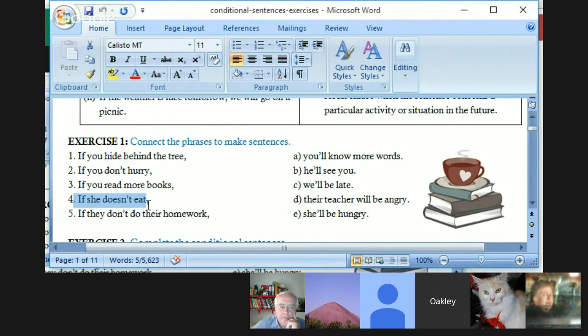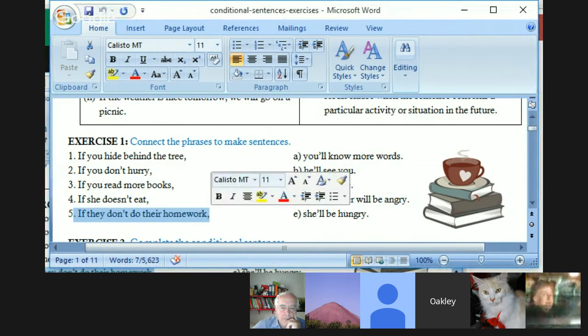If they don't do their homework, okay, how about number 4? And I'm so sorry. If she doesn't eat, she'll be hungry. All right, she'll be hungry. Sounds like she'll. She'll be hungry. Yeah, all right. Again, the contracted form.